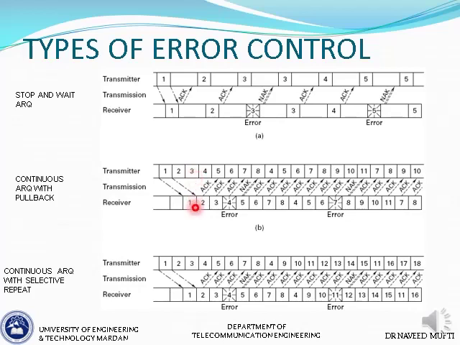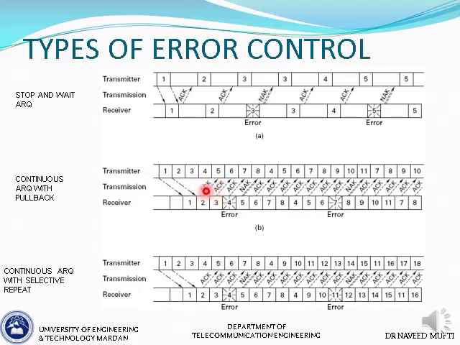So when the acknowledgement of the first block is sent by the receiver, by the time the transmitter receives it, it's a positive acknowledgement. By the time the transmitter receives it, it is already transmitting block number 5. So you can see that it is not waiting, it is continuously transmitting. It is not waiting for the acknowledgements.